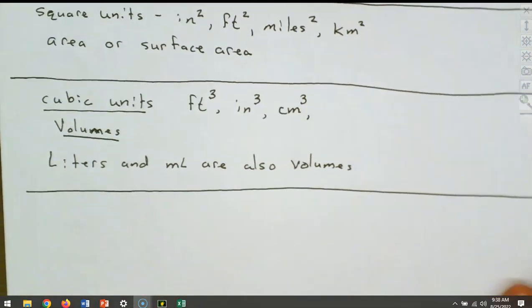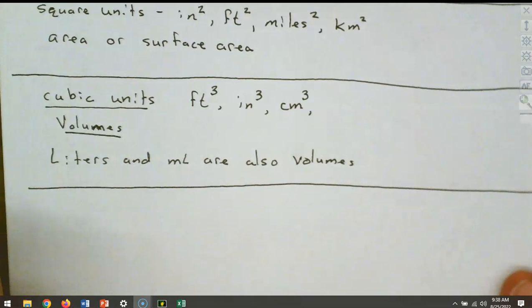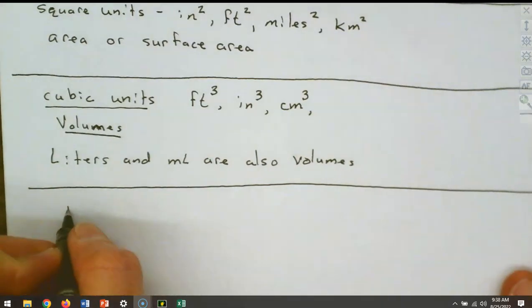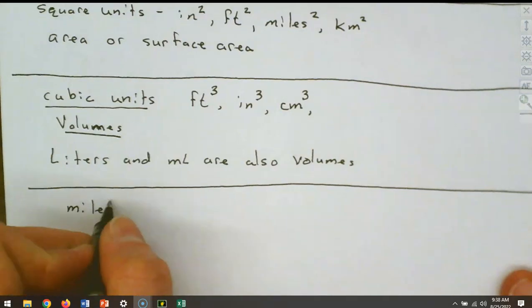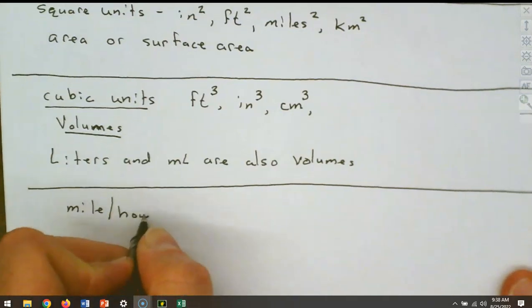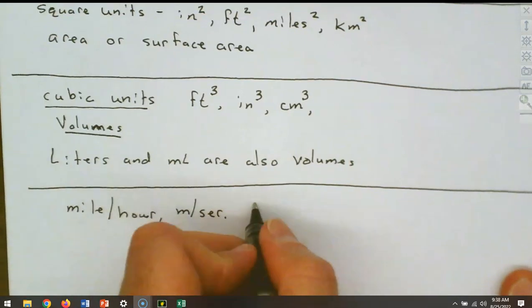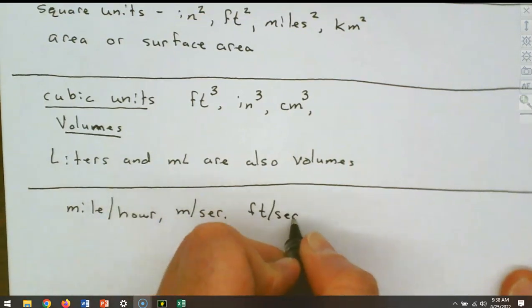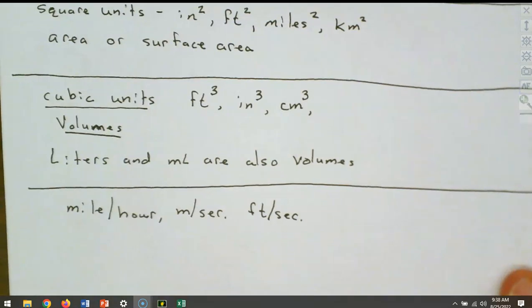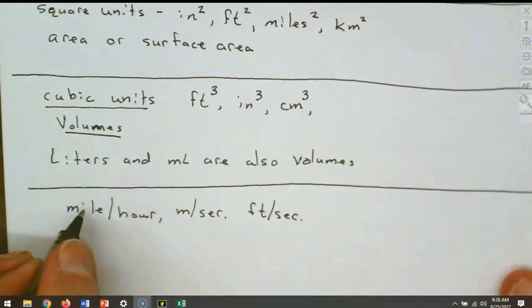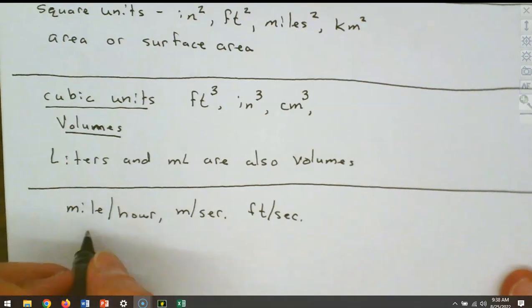We also have a rate of speed. So let's talk about that next. So you can have division for a unit. You can have miles per hour. You can have meters per second. You can have feet per second. Anytime you have a distance divided by a time, that's going to be a rate or a speed.